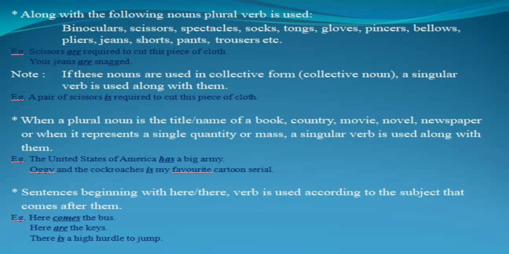Sentences beginning with here and there: the verb is used according to the subject that comes after them. For an example, here comes the bus. Here, the subject is the bus. Therefore, the verb has been used in singular form according to the subject, the bus. Here are the keys. Here the keys are in plural form, therefore the verb has been used in plural form. There is a high hurdle to jump.